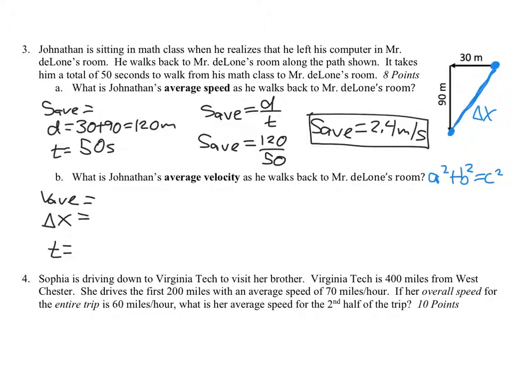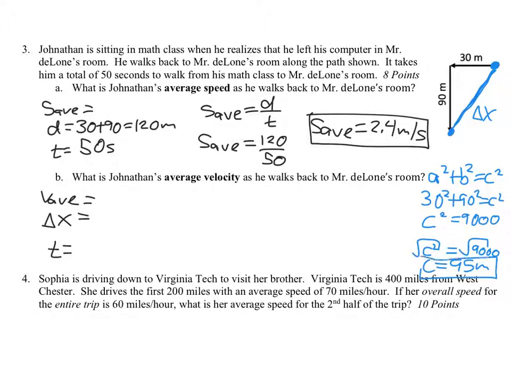And so I have 30 squared plus 90 squared equals c squared. That means that c squared is equal to 9,000. I take the square root of both sides, and I get that my hypotenuse here is 95 meters. It rounds to 95, it's not exactly 95.